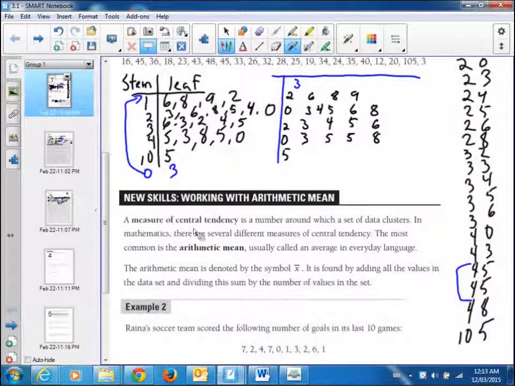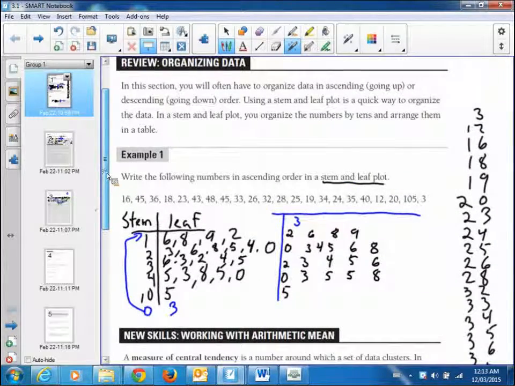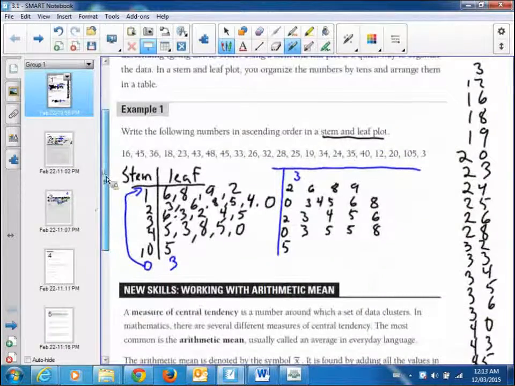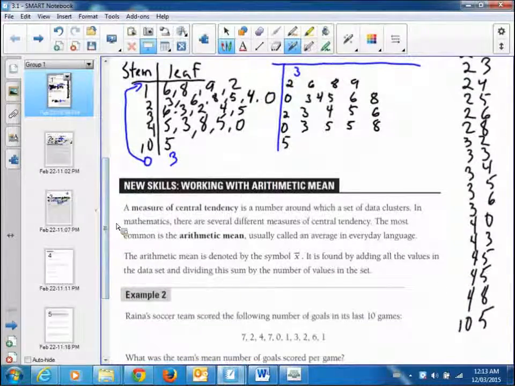Now, pause the video, make sure you can do the stem and leaf plot yourself. Don't fool yourself and just copy this down. Put them in order, and then you can compare them with what I've got right here on the right-hand side of the margin. 3, 12, 16, 18, 19, and so on. When you get that done, we'll take a look at arithmetic mean. So pause right now.